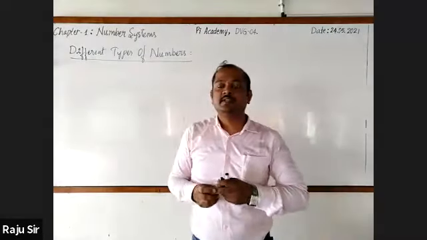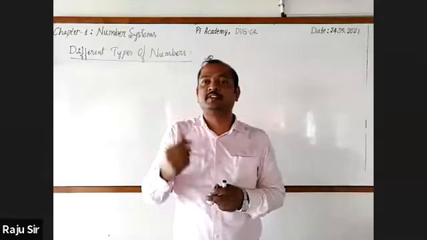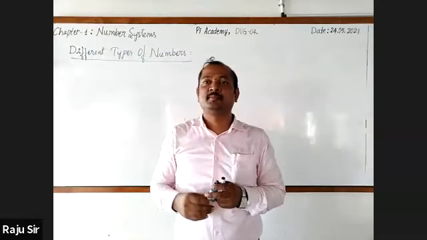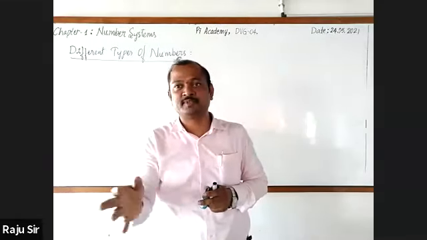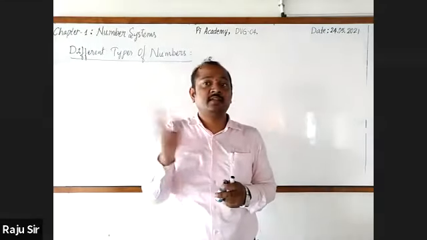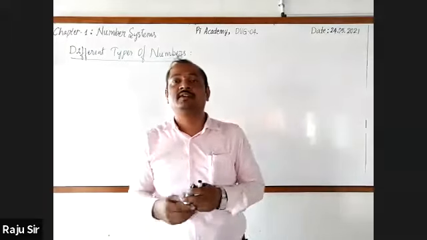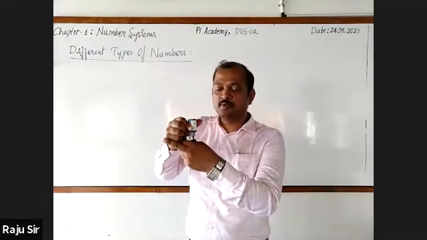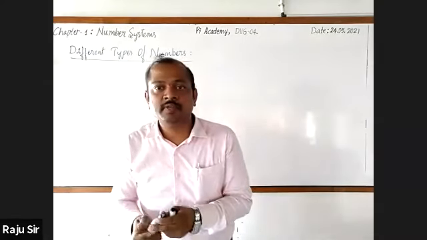Then you all may be thinking, sir, we have come to know different types: even and odd numbers, composite numbers, prime numbers, co-primes, many. Then other than these, what other different types of numbers are there? Yes, students, now let me give you that information.